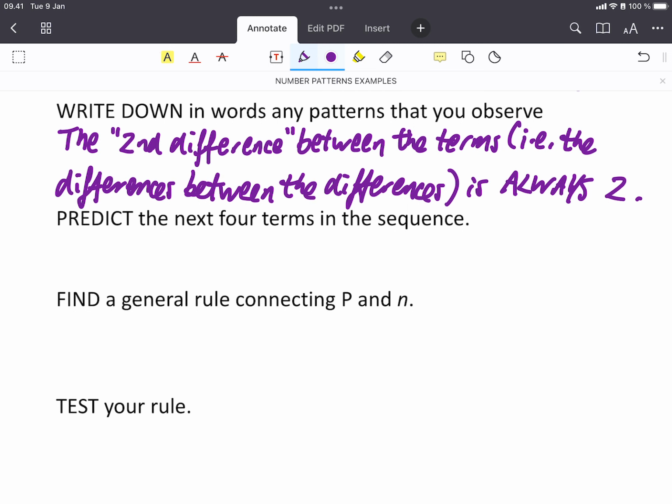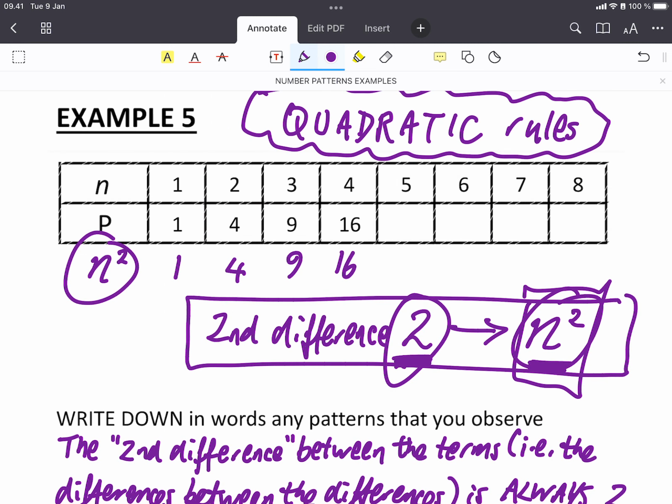So anyway, predict the next 4 terms in the sequence. Okay, well, let's just fill that in. 5 times 5 is 25, 6 times 6 is 36, 7 times 7 is 49, 8 times 8 is 64. I could have done that from my rule, or I could have done that from my differences.